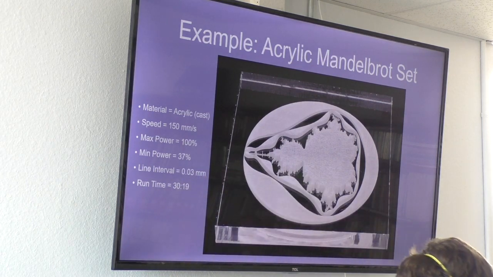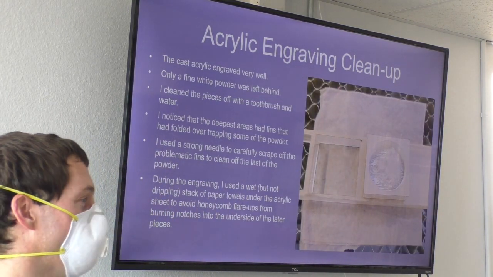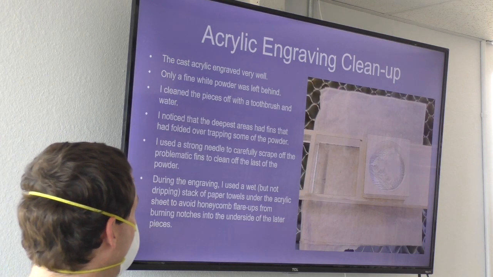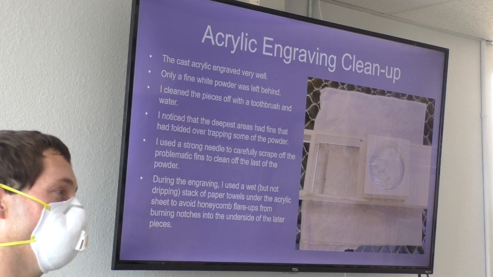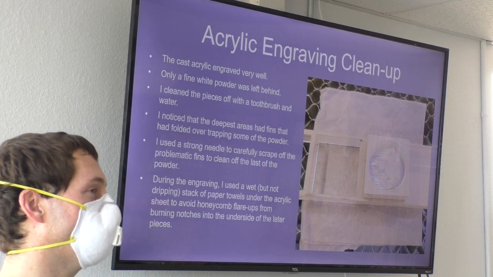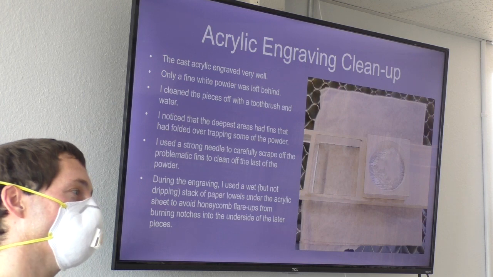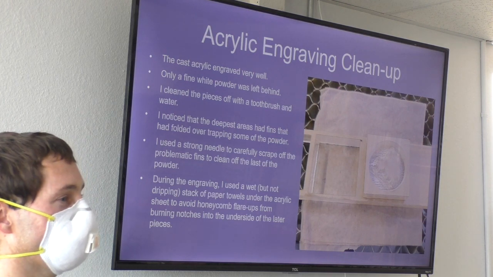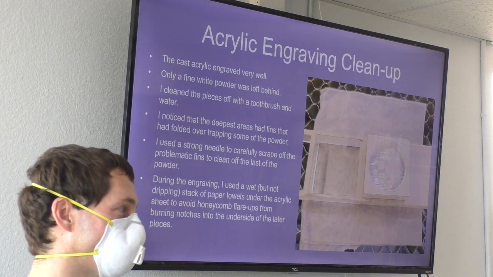And the next picture is showing how that works out. So this is how the smaller of the Mandelbrot was engraved. Some things here: I use a wet paper towel underneath, and that avoids a flare-up when the laser crosses the honeycomb, which would burn notches into the back of the acrylic. So by using a wet paper towel, you can avoid that problem.